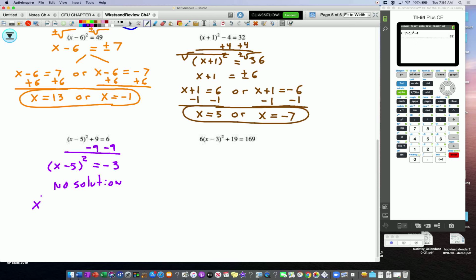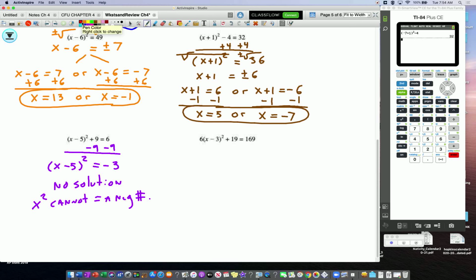An x squared cannot equal a negative number. So if you can see that right away, that's awesome. Otherwise, if you actually try to solve this and you start plugging it back in, you're going to see that, hey, you know what? The answers actually don't work.